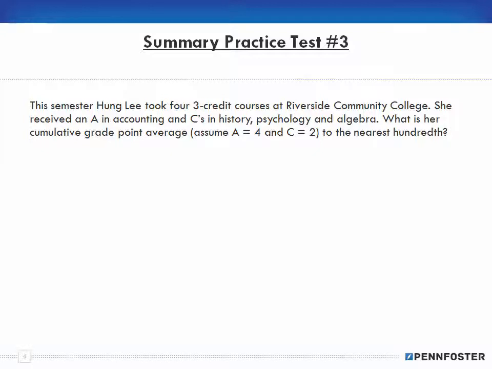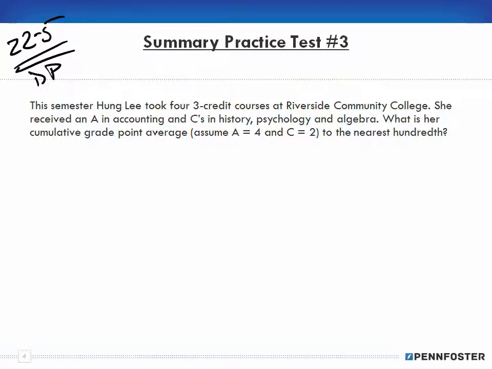This one says, this semester Lee Hung took 4 3-credit-hour courses at Riverside Community. Drill problem 22-5 is very similar to this one because it's calculating the grade. So if you don't follow this, go back and watch that particular video. And if you still don't understand something, feel free to give us a call.